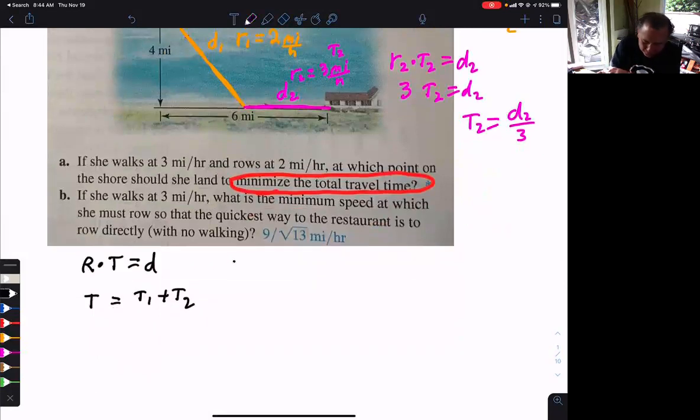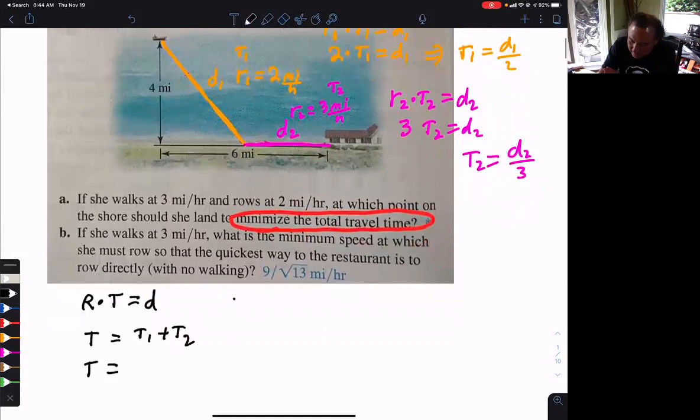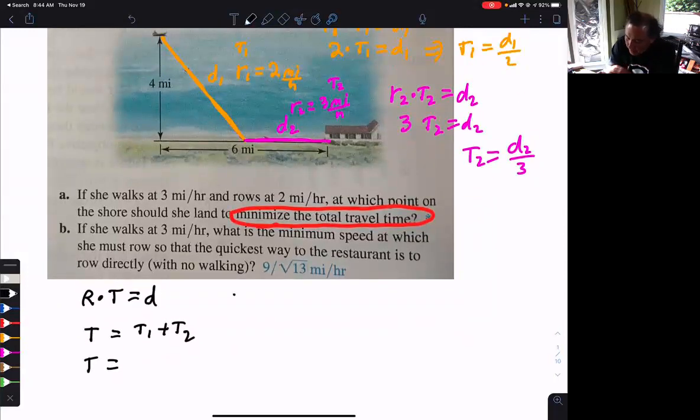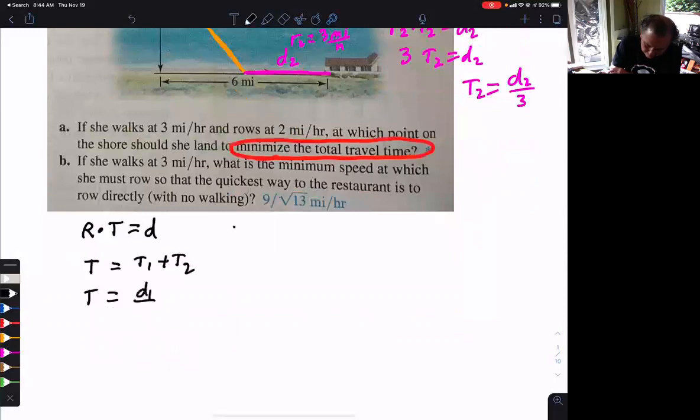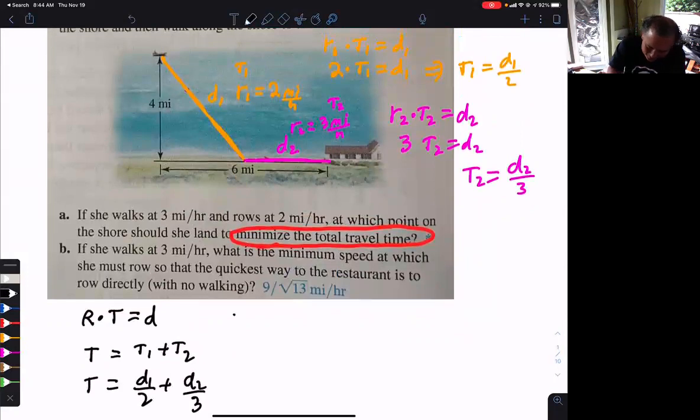Because if we were to take this formula and plug in T1 and T2, we're going to be in trouble, because it's going to be this plus that, right? It's going to be D1 over 2 plus this one, D2 over 3. How am I going to figure that out? I have too many variables. Okay, here's where we get some craziness. Are you ready for this? I don't know if you're ready, but watch this.